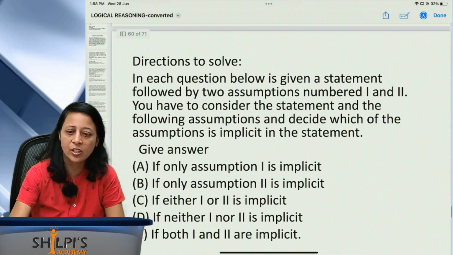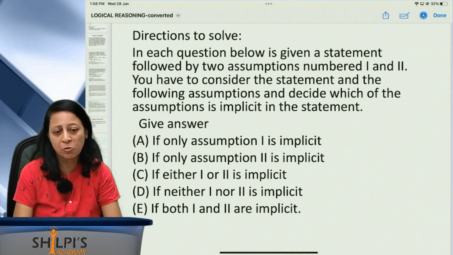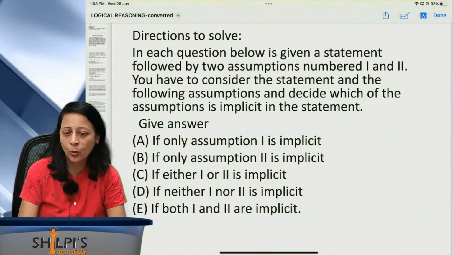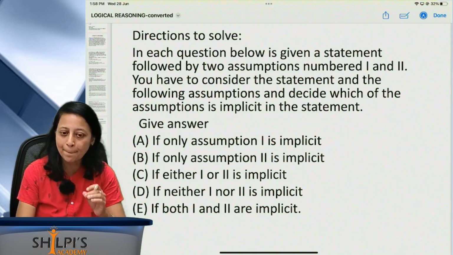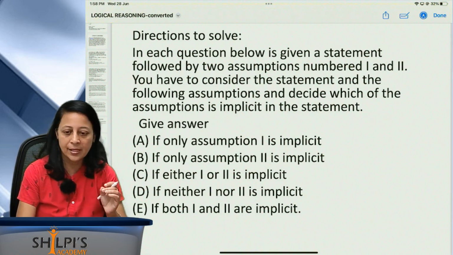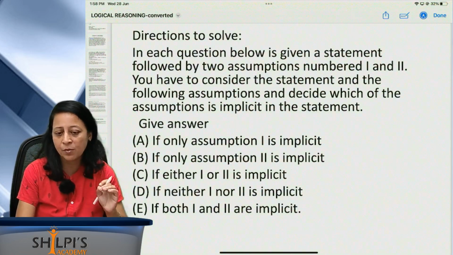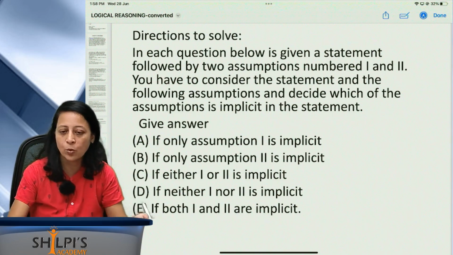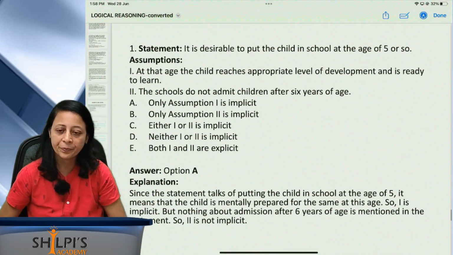So what are the directions to solve? In each question below is given a statement followed by 2 assumptions, numbered 1 and 2. You have to consider the statement and the following assumptions and decide which of the assumptions is implicit in the statement. So if only assumption 1 is implicit, if only assumption 2 is implicit, if either 1 or 2 is implicit, if neither 1 nor 2 is implicit, if both 1 and 2 are implicit. Okay, let's read the question.